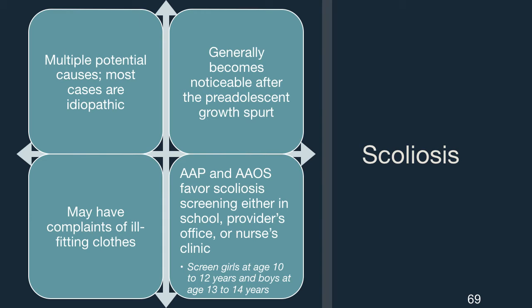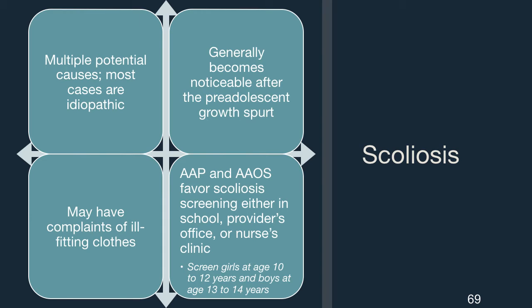There's multiple potential causes, but most of the cases are idiopathic, and you can remember idiopathic means we don't know what causes it. It generally becomes noticeable after the pre-adolescent growth spurt. Really pay attention to this because I'm seeing questions about when does it happen, and they want you to think adolescence. So make sure that you really pay attention to these questions about when do these things happen. You may have complaints of ill-fitting clothes because of that curvature that's happening with it.